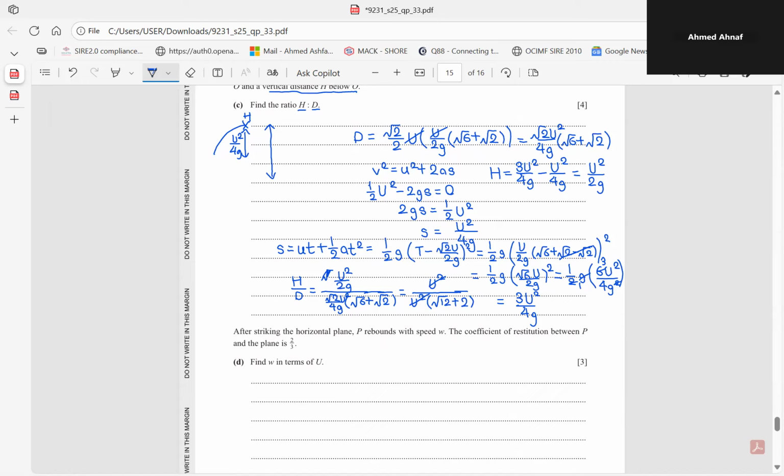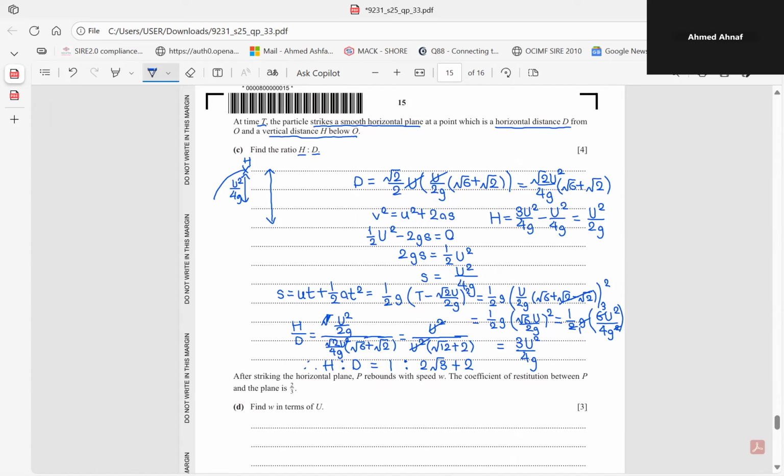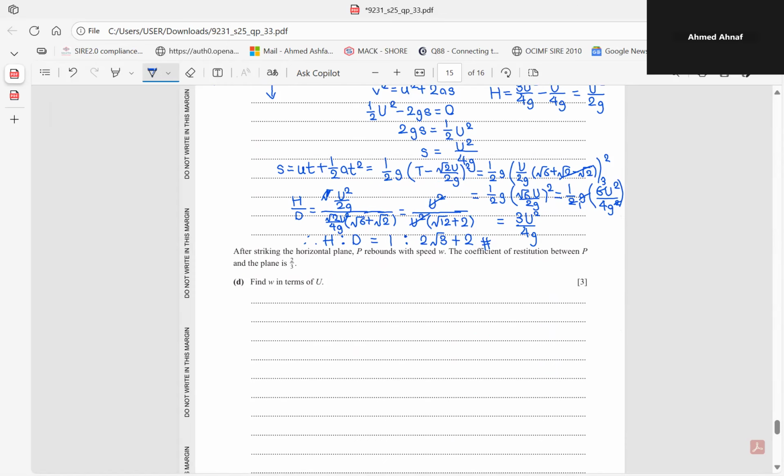So we conclude that h to d is equal to 1 is 2 square root 12. That is 2 square root 3 plus 2. So this is the final answer for this part C. 1 is to 2 square root 3 plus 2, or you can factorize it to make it simpler. Okay, so now let's head on to the final part.